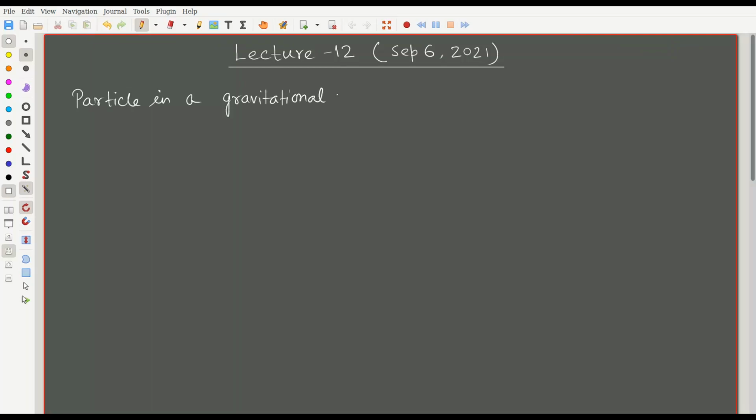Sir, just one doubt. Is this phase space trajectory, can it be unclosed? I mean, should it always be a closed curve? No. This is one of the examples where you will see that. Okay, sir.